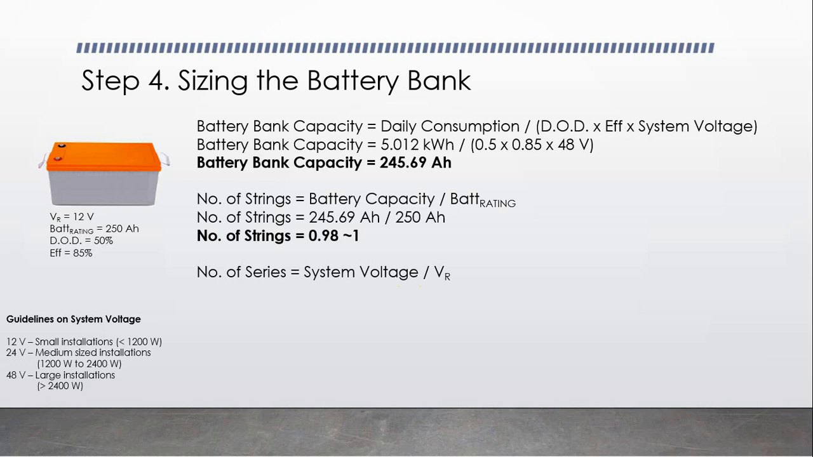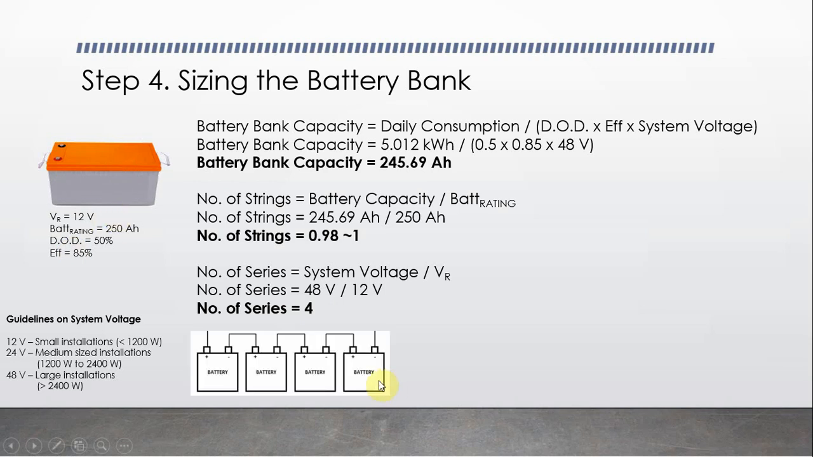To compute for the number of series, we need to divide the system voltage by the voltage rating of our battery. So that's 48 volts divided by 12 volts, and we have 4. So that means we need 4 of these batteries connected in series. So that's it. 1 string and 4 pieces batteries connected in series.